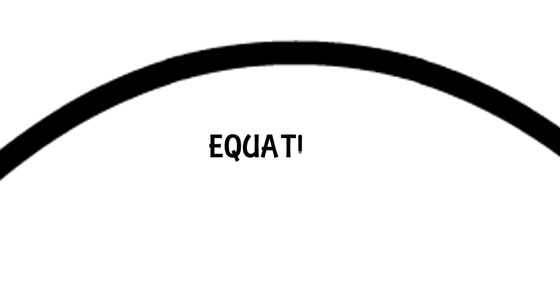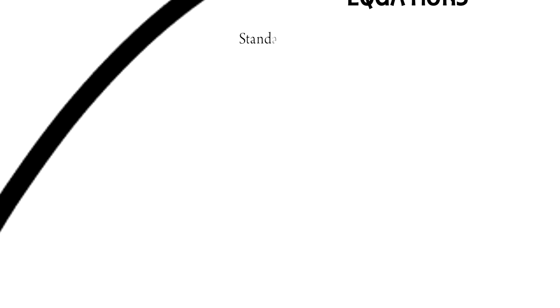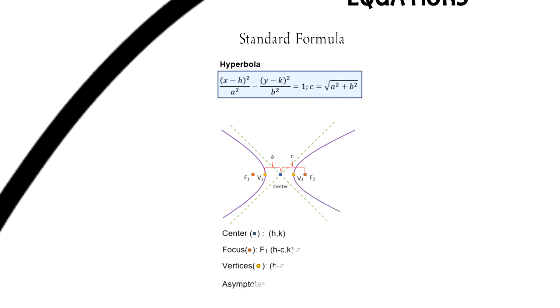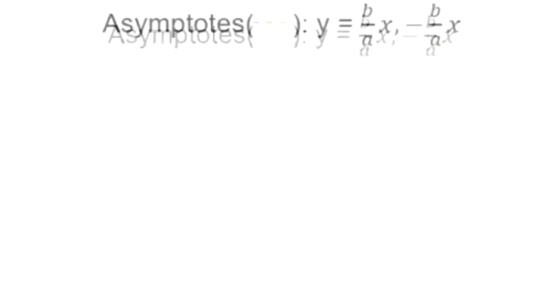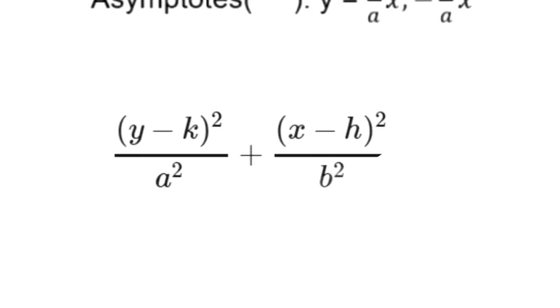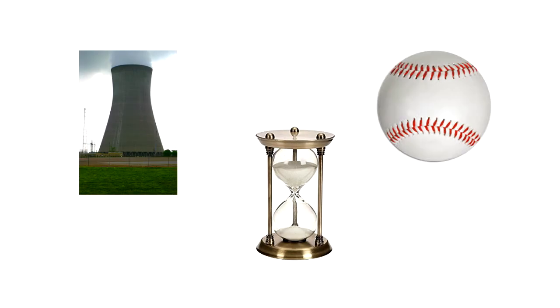These are the equations of a hyperbola. The standard formula for the horizontal axis is (x minus h) squared over a squared minus (y minus k) squared over b squared equals 1. The standard formula for the vertical axis is (y minus k) squared over a squared minus (x minus h) squared over b squared equals 1. Then the general formula of the hyperbola is ax squared minus cy squared plus dx plus ey plus f equals 0. Here are some examples of a hyperbola.